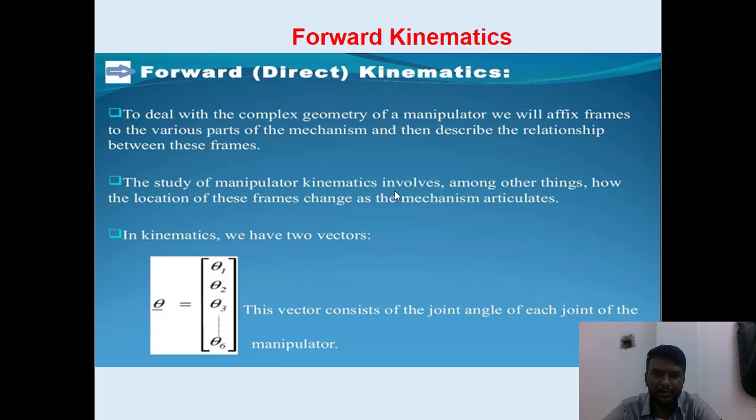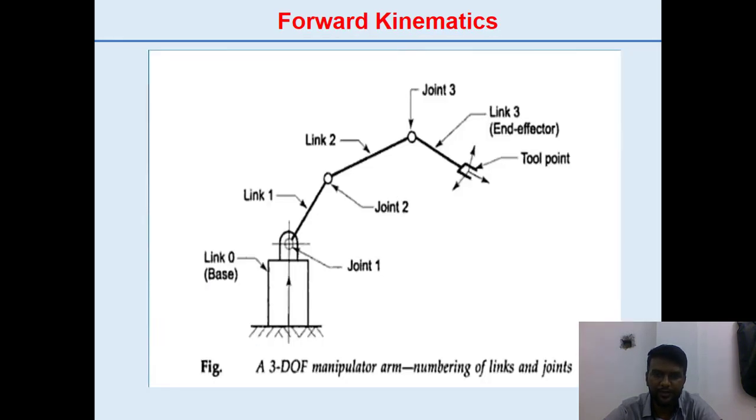The joints and joint variables, you can call it joint variables, or you can call it the joint angles. These are represented with the help of a vector consisting of different joint angles. For each joint, we define one angle, theta 1, theta 2, up to theta n. It depends on the number of degrees of freedom they are having. And one more thing is we affix a frame to the parts. So we have a number of joints, and we affix different frames to the different joints.